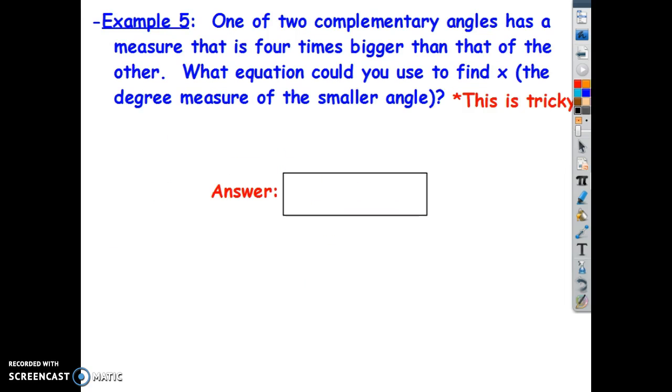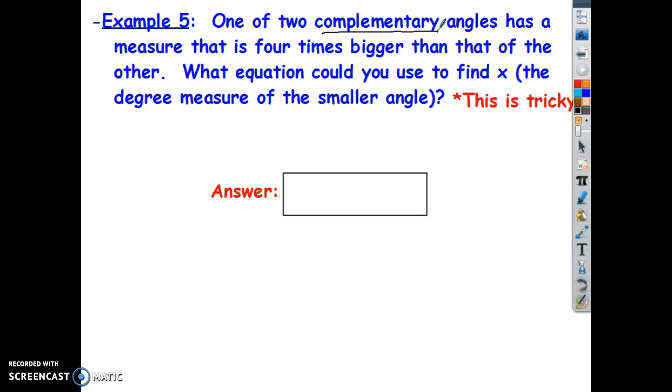We have one last type of problem we're going to solve, and it's a word problem. And I want to walk through how we would go about thinking about this problem. So it says one of two complementary angles, key word is complementary, has a measure that is 4 times bigger than that of the other. What equation could you use to find x, the degree measure of the smaller angle?